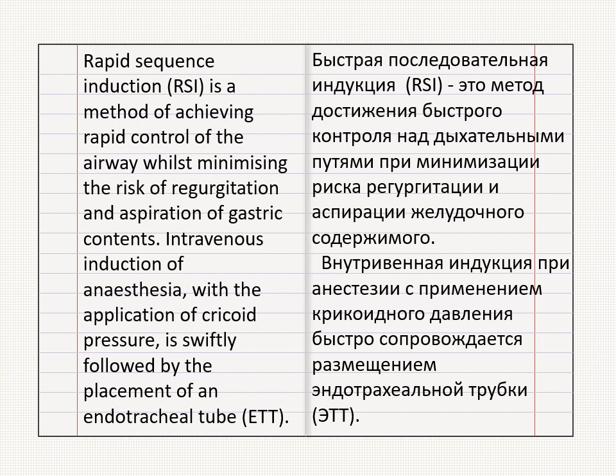Let's begin. Rapid sequence induction (RSI) is a method of achieving rapid control of the airway while minimizing the risk of regurgitation and aspiration of gastric contents. Intravenous induction of anesthesia with the application of cricoid pressure is swiftly followed by the placement of an endotracheal tube, ETT.